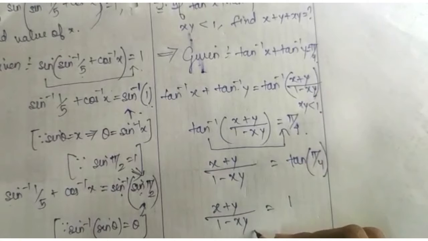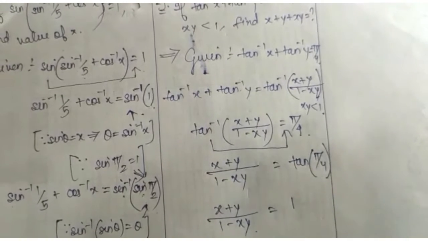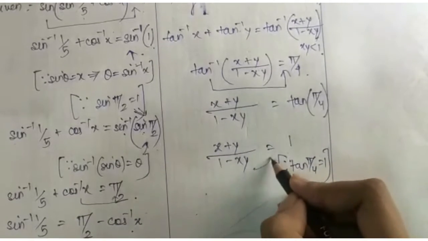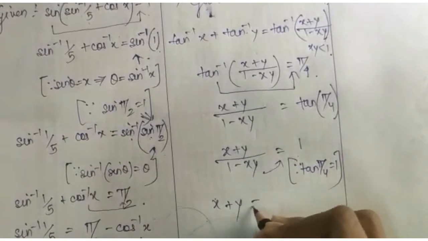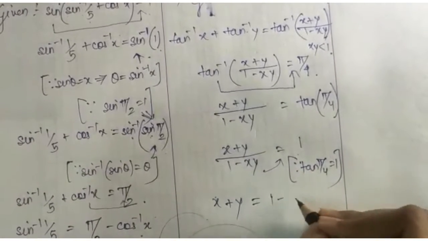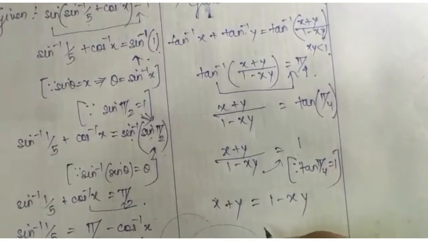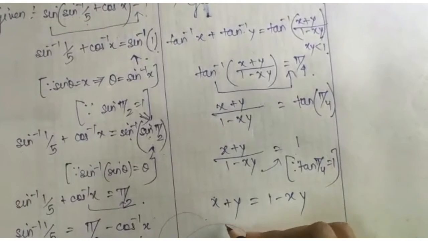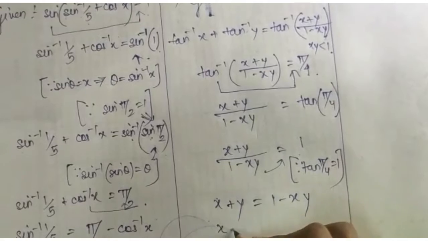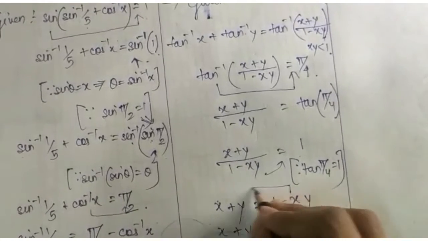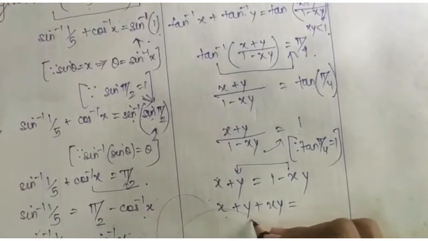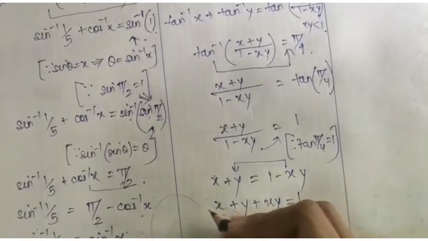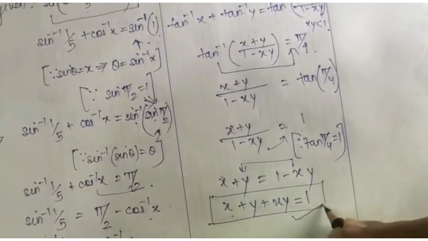Now taking this to the other side, cross multiplying we get x plus y is equal to 1 minus xy. Therefore, by rearranging the terms, we take this xy to the other side. So x plus y plus xy is equal to 1. Hence the value we got is 1.